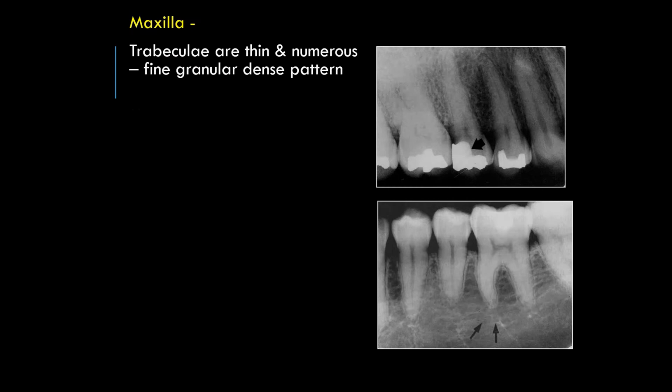There is a difference in the trabecular pattern of the maxilla and mandible. In the maxilla, trabeculae are thin and numerous with a fine granular dense pattern. The marrow spaces are very small here and are relatively numerous. So, the trabeculae are thin and numerous and the marrow spaces are small and numerous in the maxilla.